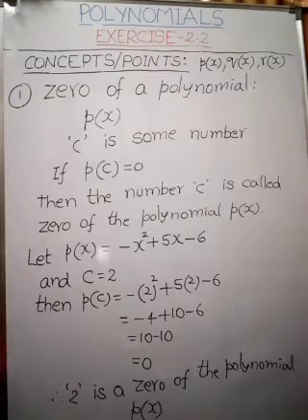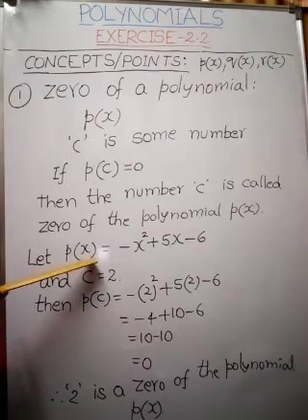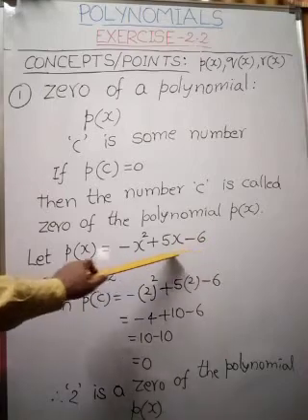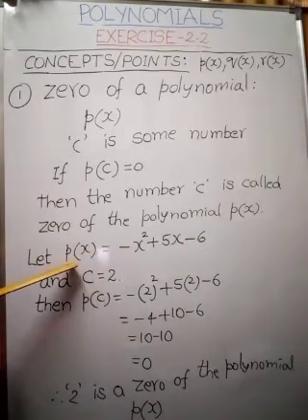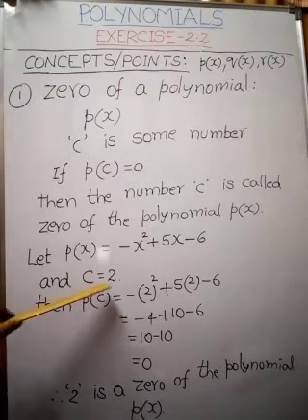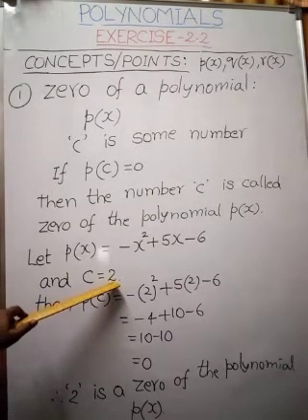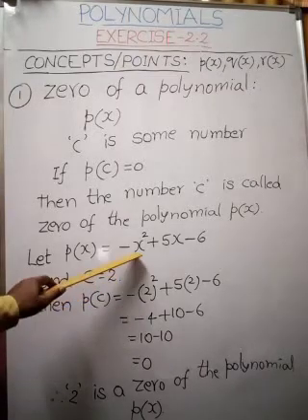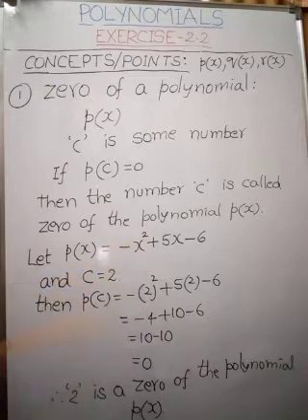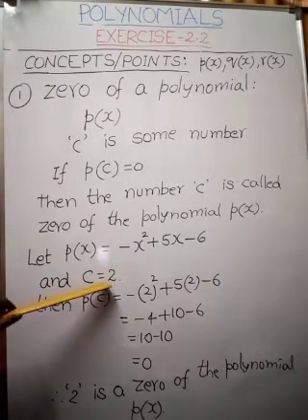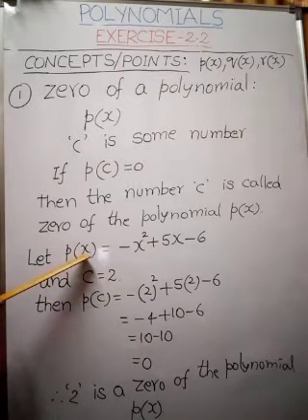To understand this point well, let us take an example. Let p of x is equal to minus x square plus 5x minus 6. This is a polynomial in x. It is given like this, p of x is equal to, and c is equal to 2. They have given some number 2. Now let us check whether this number 2 is a zero of the polynomial or not. Then what I said, we have to substitute c is equal to 2 in the polynomial.